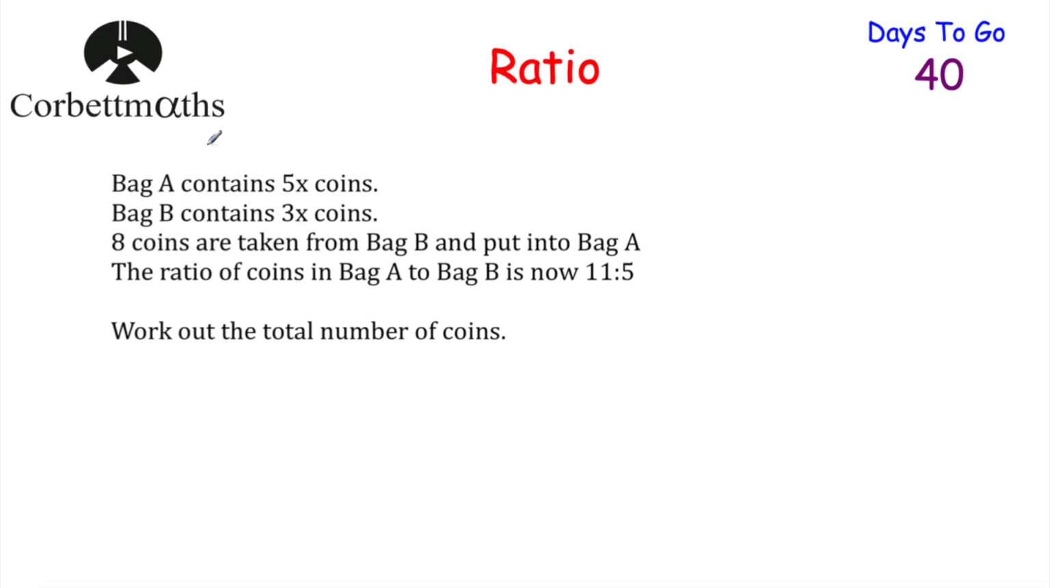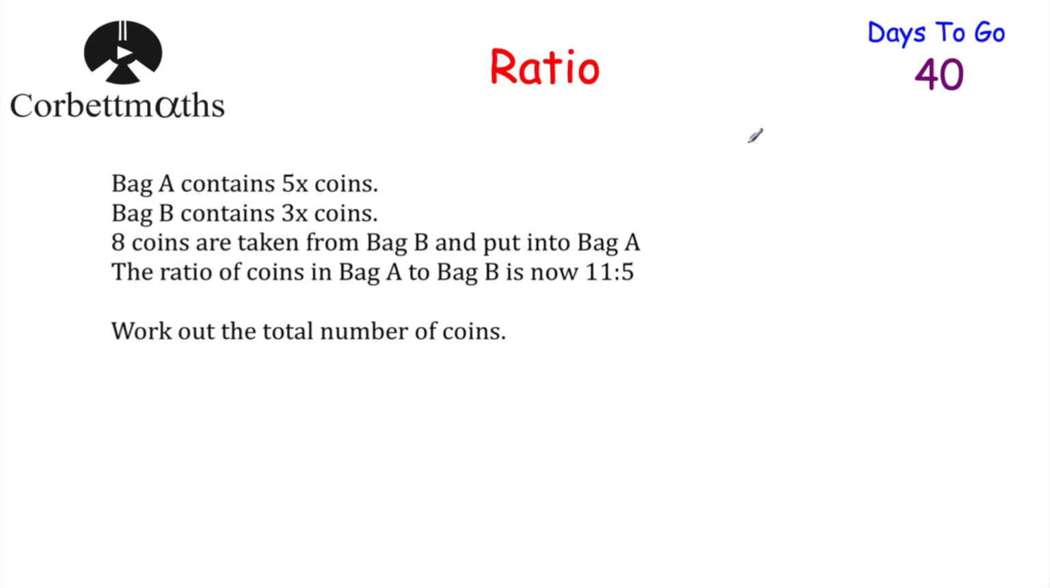Okay, let's have a look at our last question. So bag A contains 5x coins and bag B contains 3x coins. And 8 coins are taken from bag B and put into bag A, and the ratio of coins in bag A to bag B is now 11 to 5. And we've been asked to work out the total number of coins.